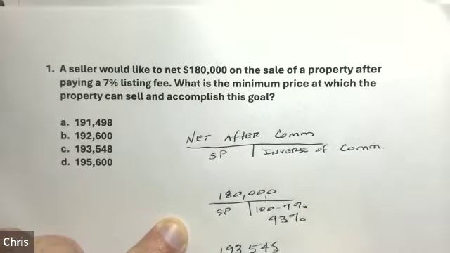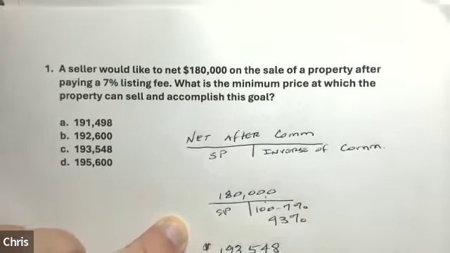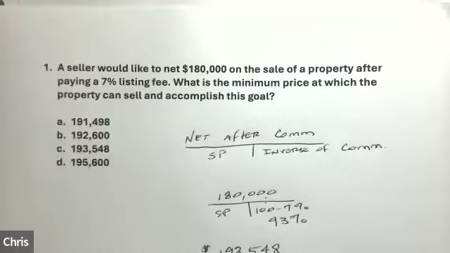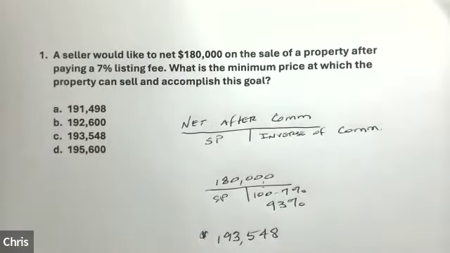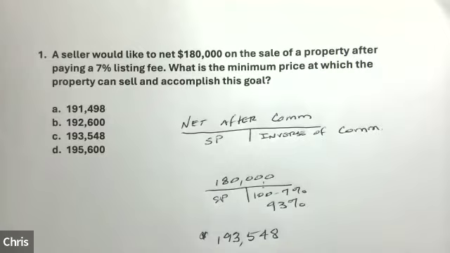And then as you're learning these problems, remind yourself one more time, well, what did I actually find? What I actually found was the minimum price to sell that house for that he can accomplish his goal of putting $180,000 in his pocket, 193,548. Anything that he sells above that is going to be more than the 180,000, so he'll be in good shape.